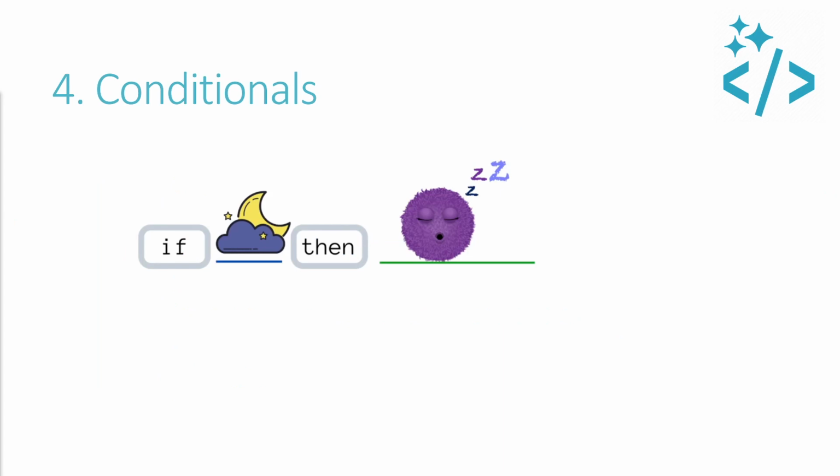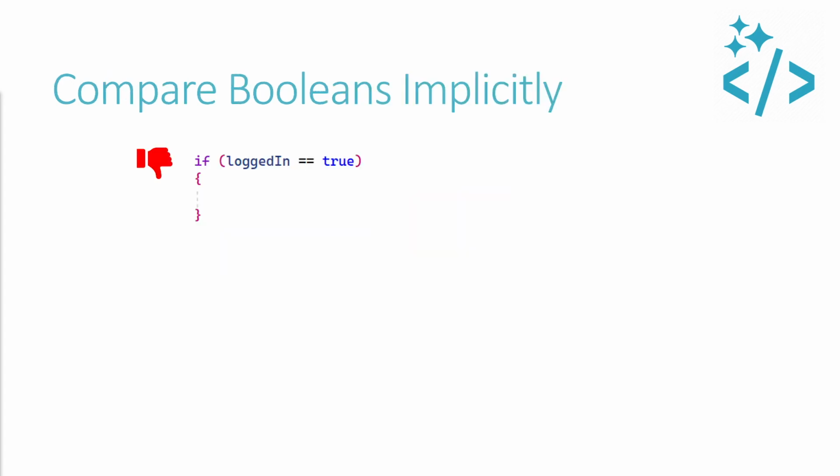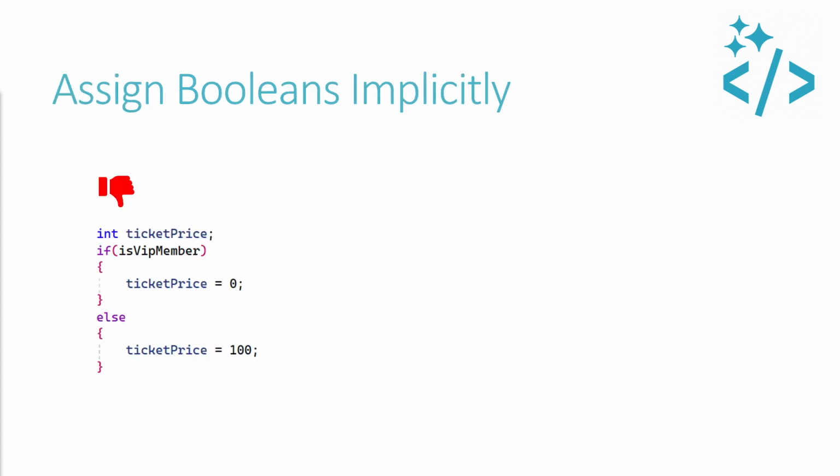Also, conditionals should be written in a clear fashion. So for example, if then, here is an example. We should compare booleans implicitly, make it simple. Another use case is how we can refactor this to take less space and make it easier.